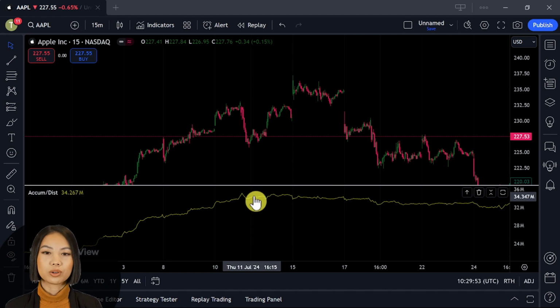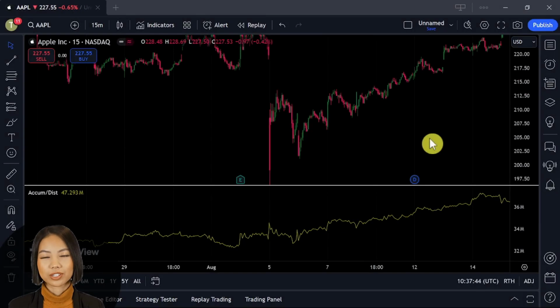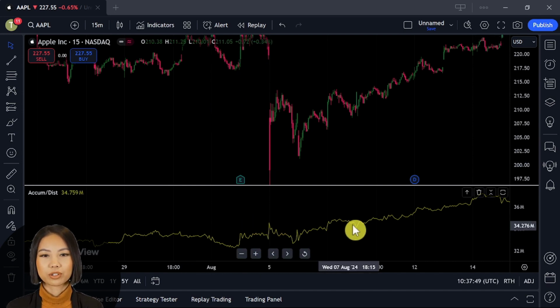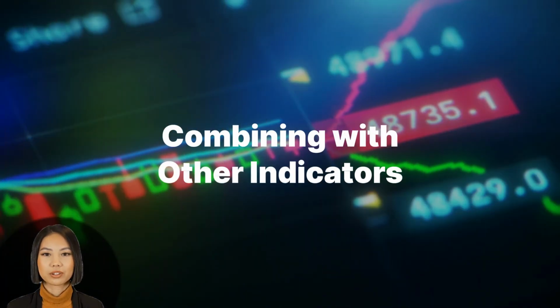If the price is making new highs but the ADL is not, that could be a bearish signal. On the flip side, if the price is making new lows but the ADL is trending up, that's a bullish divergence.